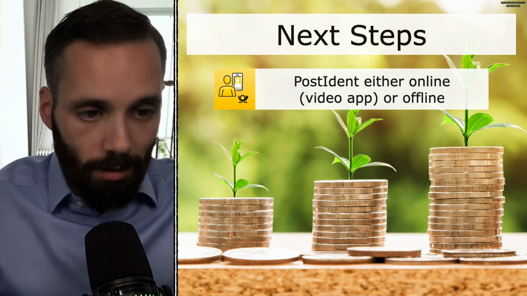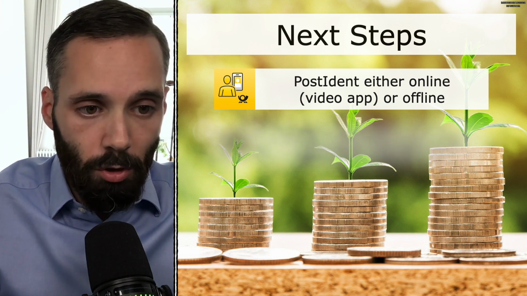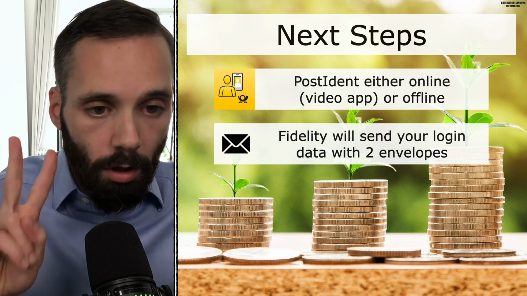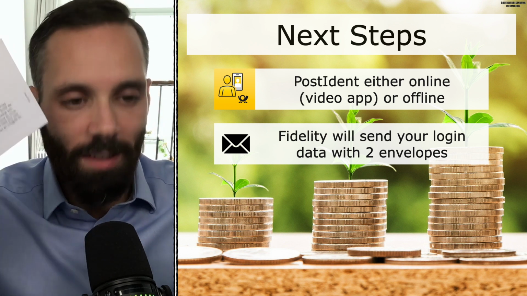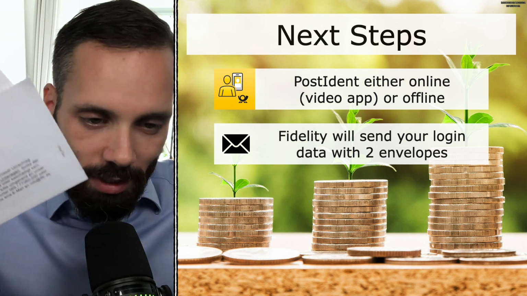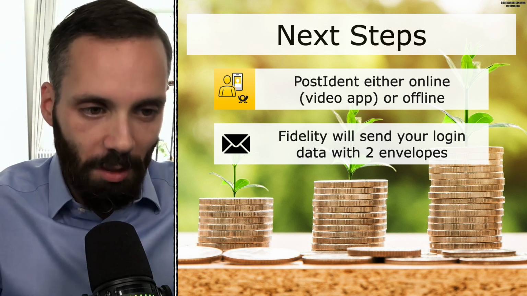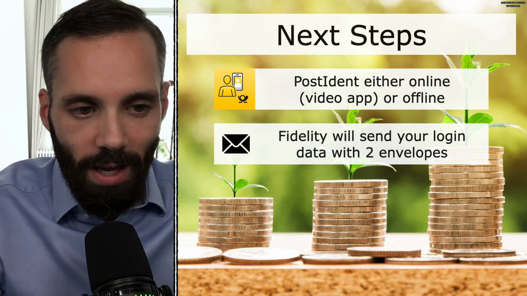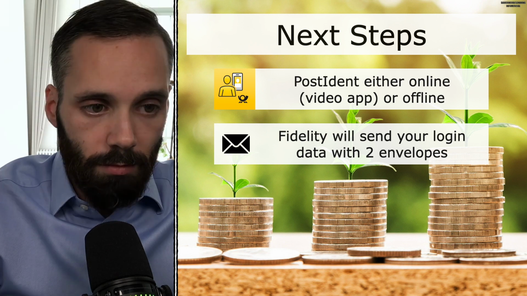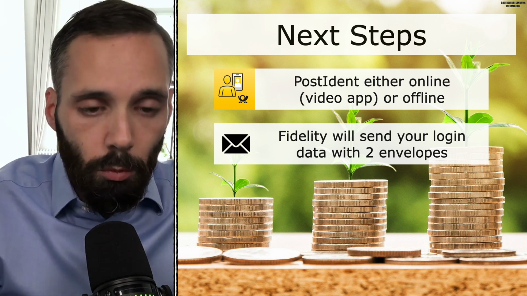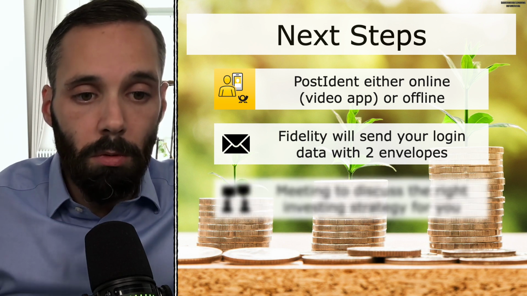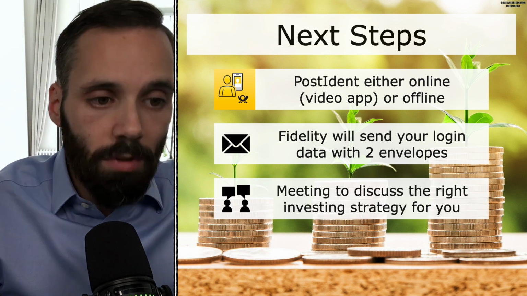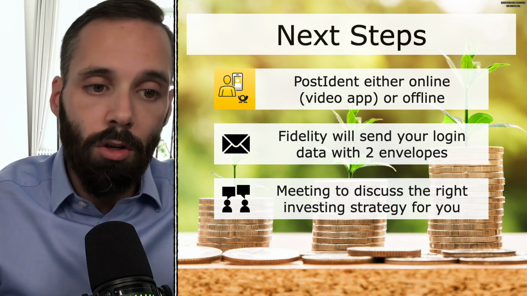When this is done and Fidelity finished setting up your account, they will send you 2 envelopes. One with login details and one with the security TAN list. Don't worry, this old school TAN list can be replaced with modern SMS TAN later on. Because you registered with our link, we will get notified once your investment account is active. So we will reach out to you to determine the right investing strategy for you.